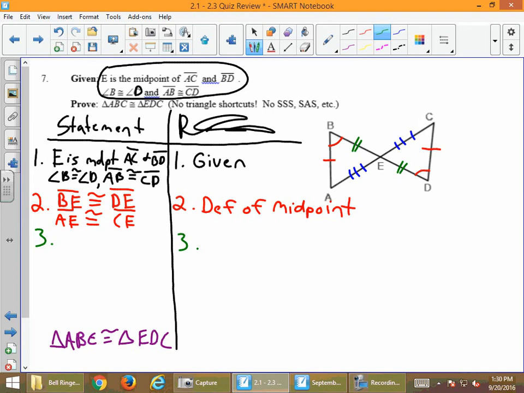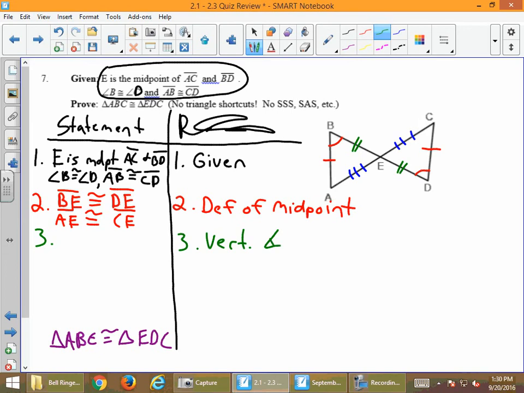Well, not necessarily. There's some sort of angle that bow ties always have. What do you say? Vertical angles is correct. So anytime you have bow ties, always one of the reasons is going to be vertical angles.